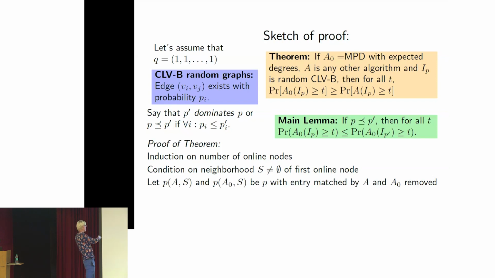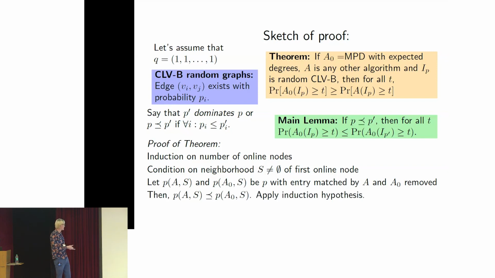So what do these two algorithms do? They pick some offline node, match to it, and then basically we can think of them as removing this node, or removing this entry from this probability vector. And A naught will remove the minimum element of this neighborhood S, but A could remove something else.